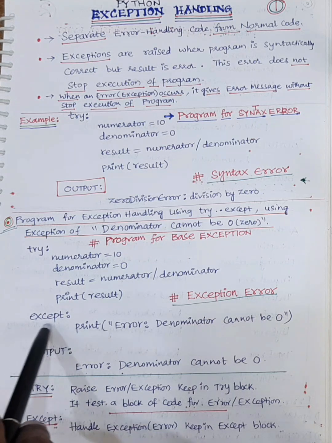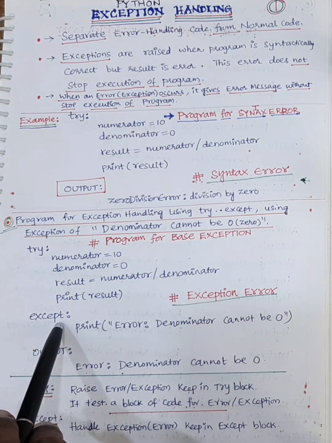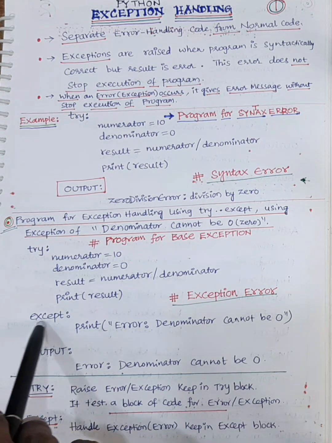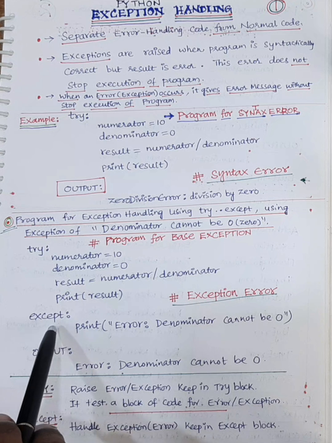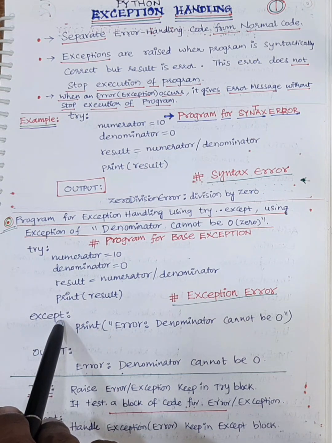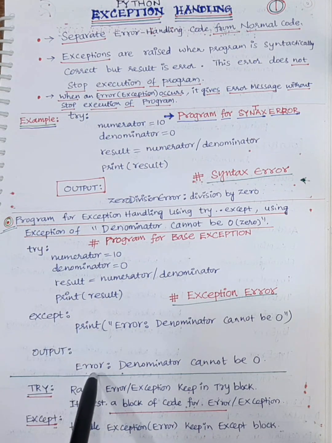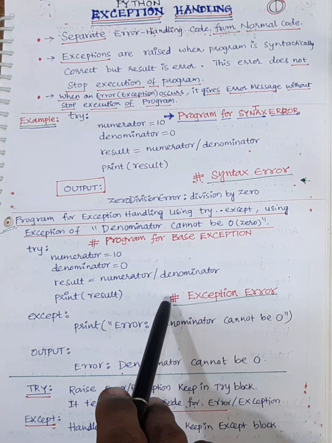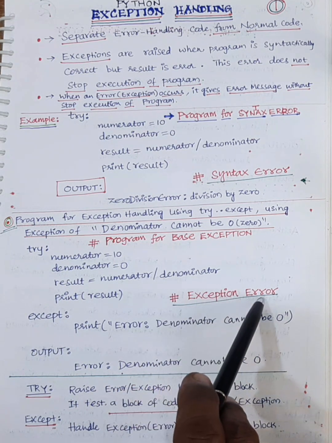We have many types of exceptions. Here predefined or built-in exceptions are there. This is the base. This is the standard except for overcoming the errors. You see here output is error, denominator cannot be 0. Here this is the single line comment exception error.